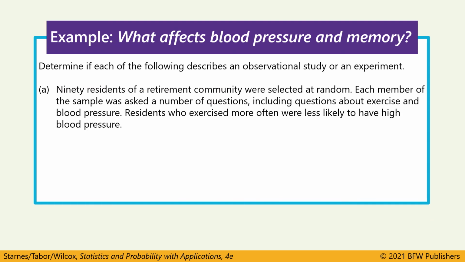When it comes to identifying if a study is an observational study or an experimental study, the key thing it comes down to is whether or not treatments were imposed on the subjects. So in Part A, we have 90 residents of a retirement community selected at random. Each member was asked a number of questions, including questions about exercise and blood pressure. Their conclusion was that residents who exercise more often were less likely to have high blood pressure.